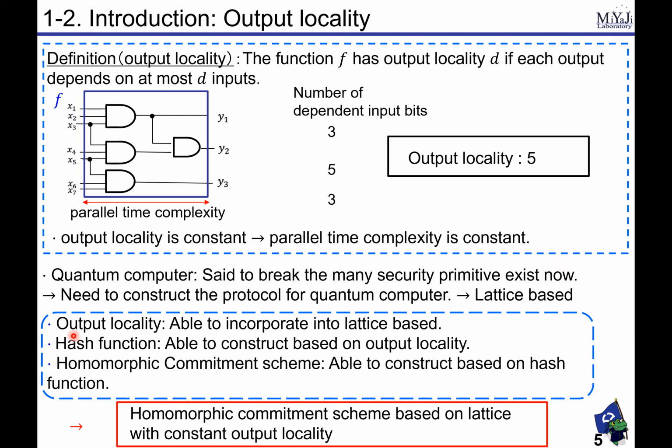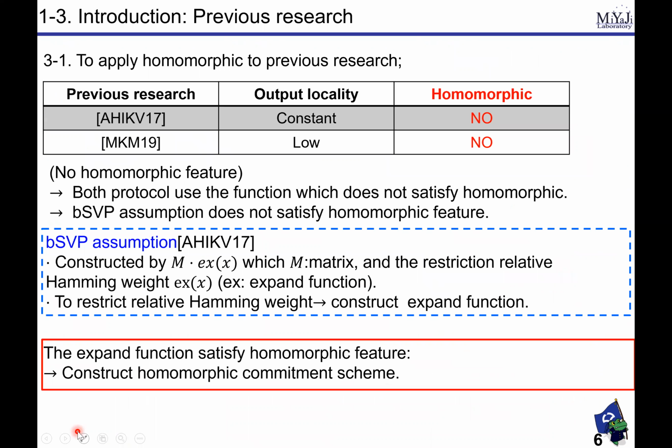We have three features here. First, upper locality can be incorporated into lattice-based constructions. Second, a hash function can be constructed based on upper locality. And third, a homomorphic commitment scheme can be constructed based on a hash function. Combining these three features, we can say that a homomorphic commitment scheme based on lattices with constant upper locality can be done. How can we do it? Next.